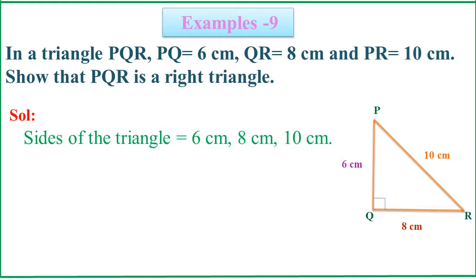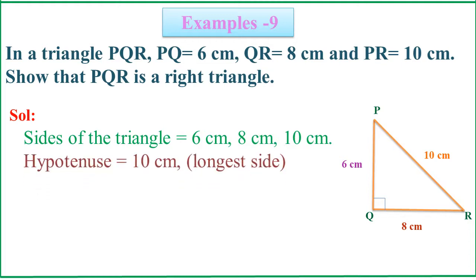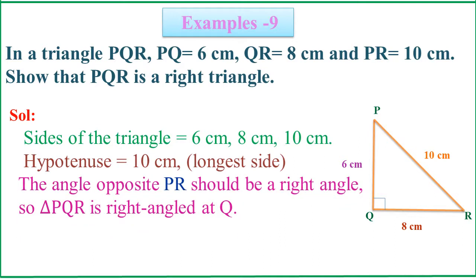So before that, what information is given to us? First of all, let me focus on the given information. Sides of the triangle 6 cm, 8 cm, 10 cm. Hypotenuse 10 cm is the longest side. The angle opposite PR should be a right angle. So, triangle PQR is right angle at Q.